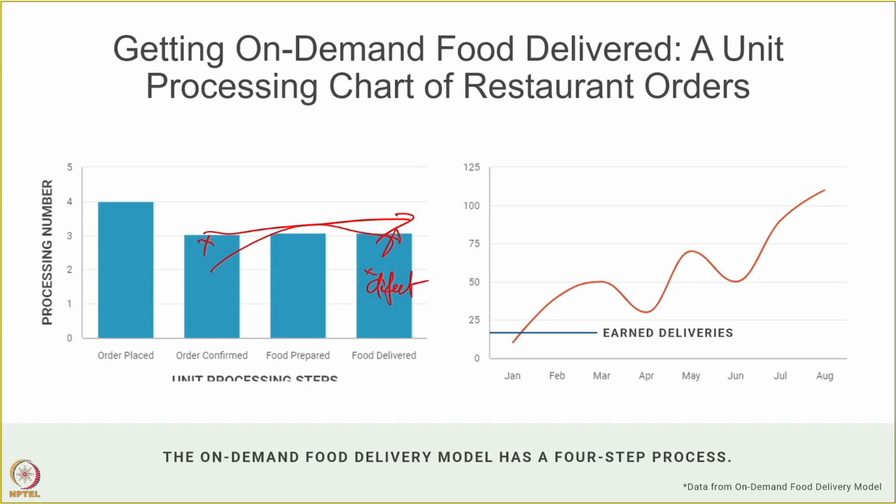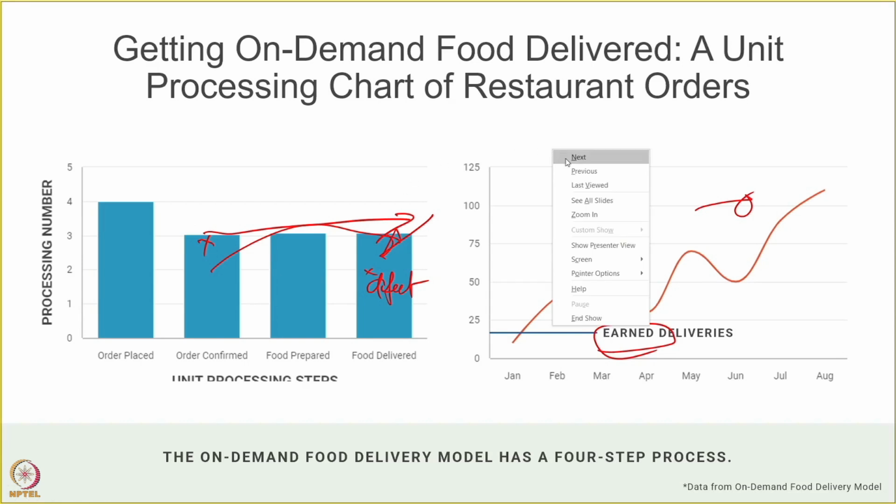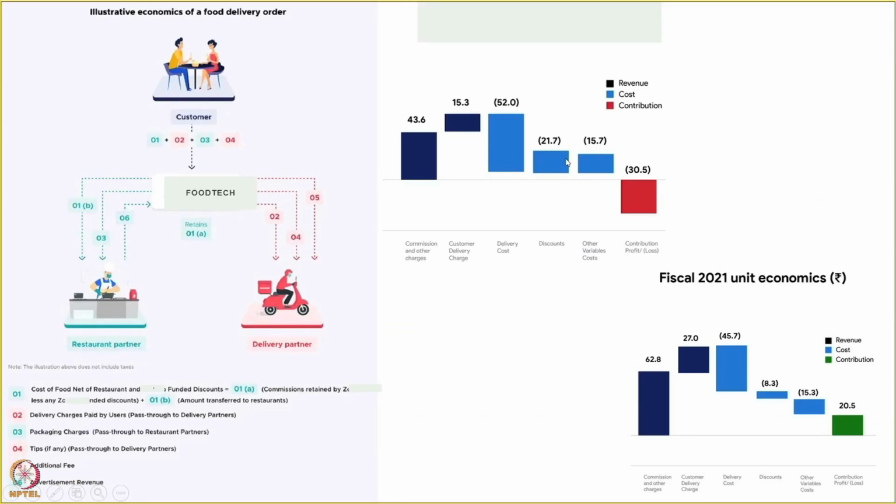If a confirmed order does not translate to food delivery, then it's considered to be a defect. There is some problem. Either the restaurant did not prepare it in time, or the delivery partner did not deliver it in time. That's a fail. But in a very perfect situation where your food delivery business is doing excellently well, you would expect this to be straight through processed without any fails. The number of volumes of orders, you can track it over time, and then you can find out how much of them are therefore earned deliveries. You earn it when you actually deliver the food. And that's the unit volume for your activity.